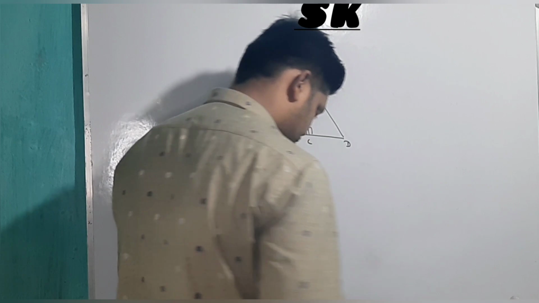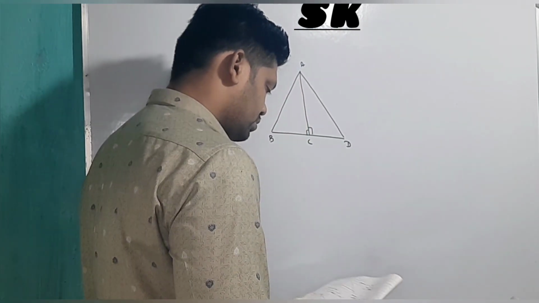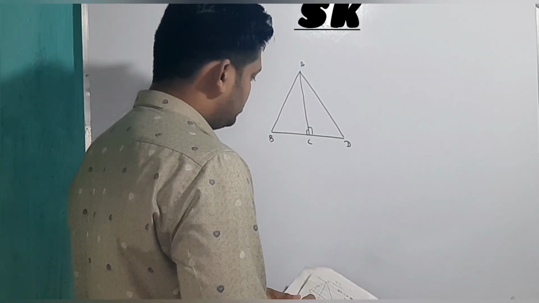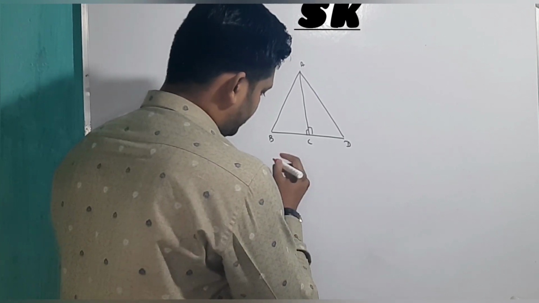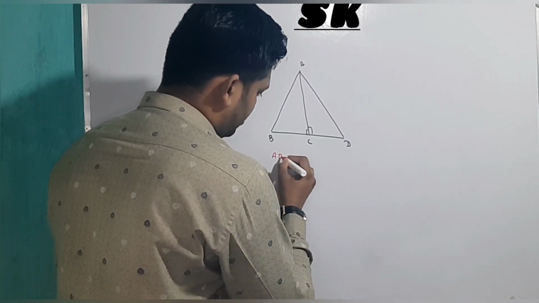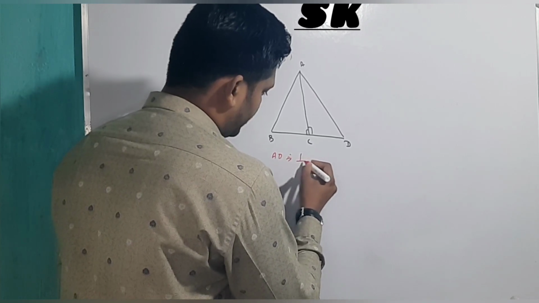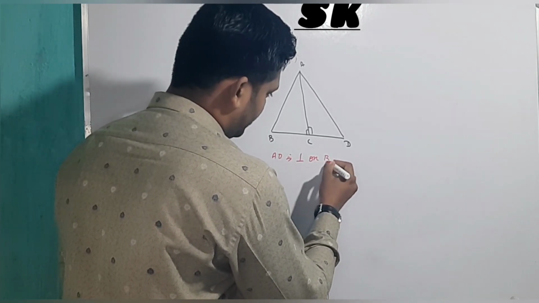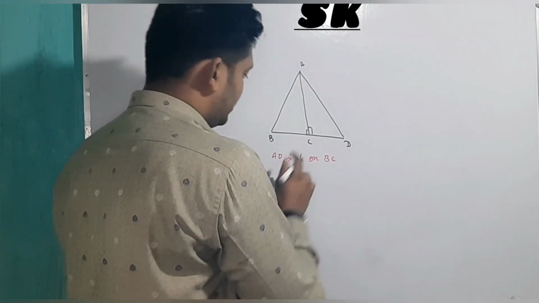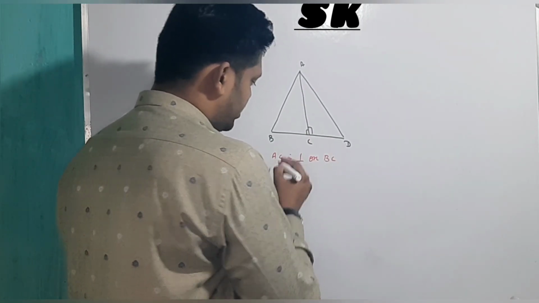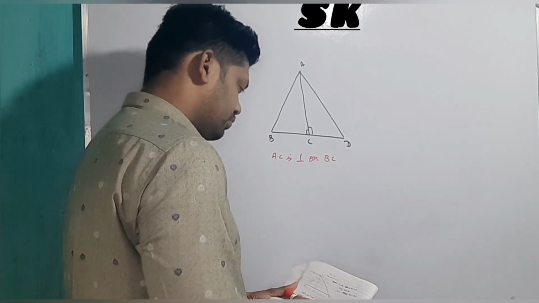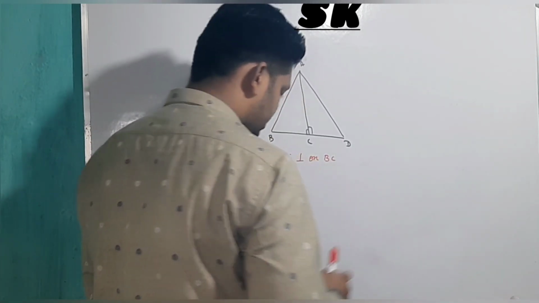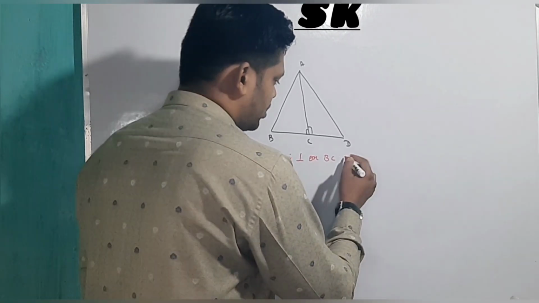They gave us that AC is perpendicular on BC. So AC is perpendicular on BD. AC, I am saying AC, I am writing but AD. AC is perpendicular on it. So what does it mean? See, I will tell you. So this is the only thing which is being given to us in the question. Okay, given.